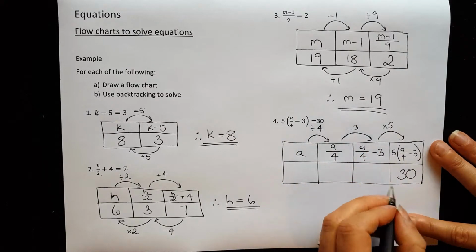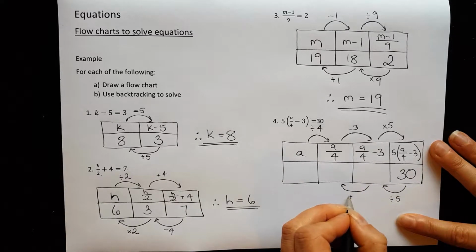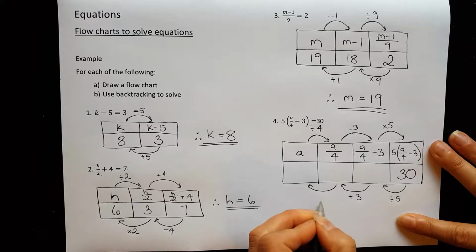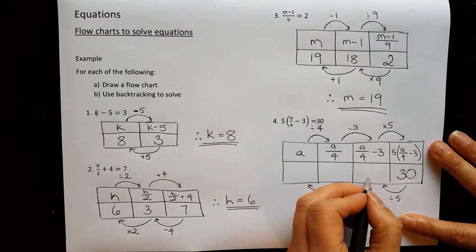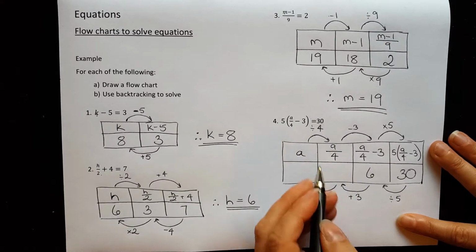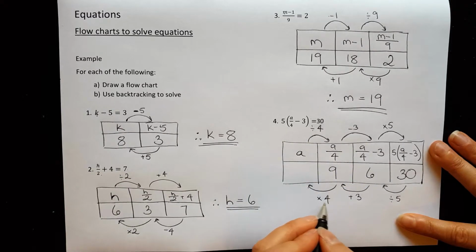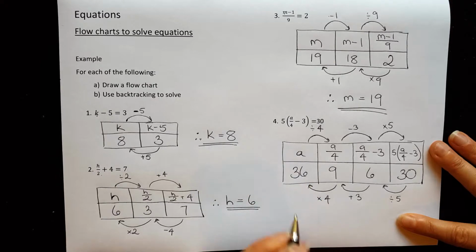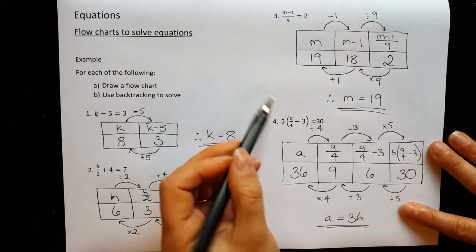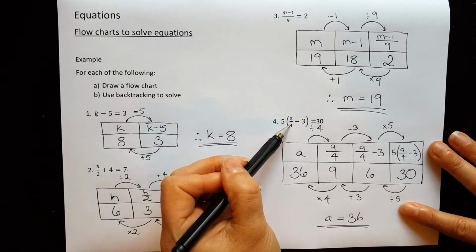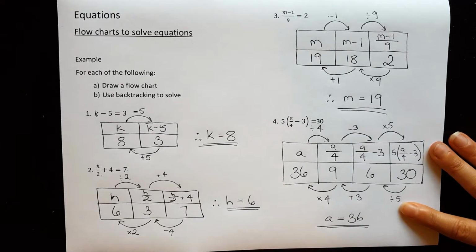Now inverse operations will be divide by 5, plus 3, and times by 4. So 30 divided by 5 is 6. 6 plus 3 is 9. And 9 times by 4 is 36. So a is equal to 36, because 36 divided by 4 is 9, minus 3 is 6, and 6 times 5 makes 30.